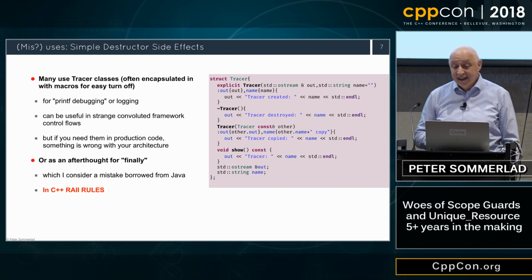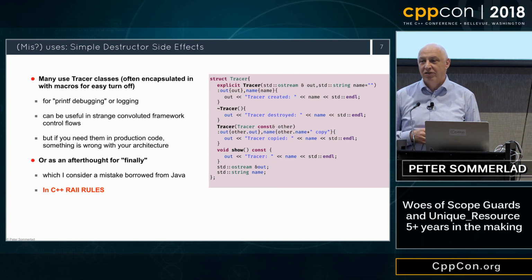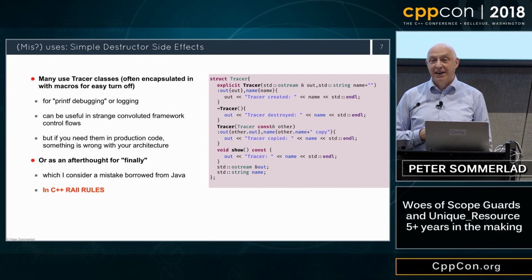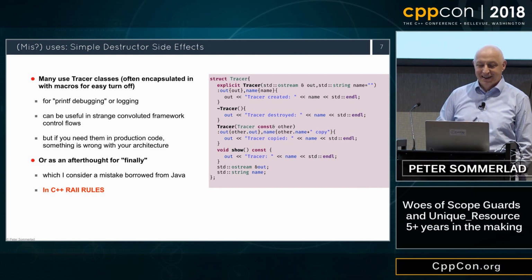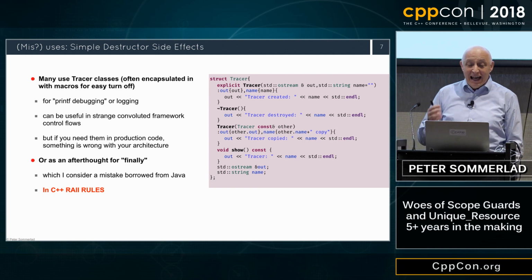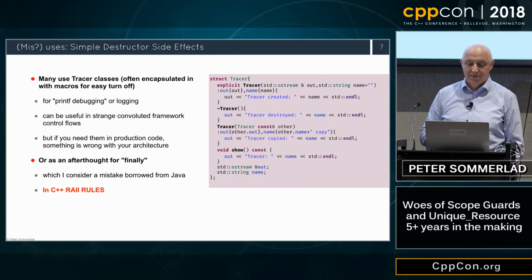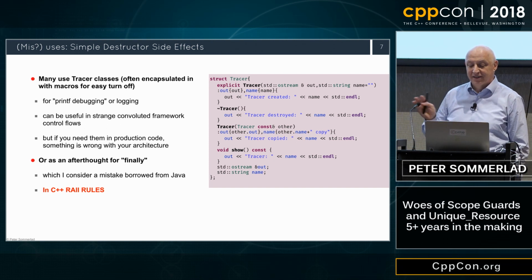There are several other things I consider a mistake taken over from C# and Java, like override and final, which I believe should never have made it into the C++ standard. Debatable. See me in the breaks. We can have a fight. And finally goes closely in that direction. I will have some slides on that later.